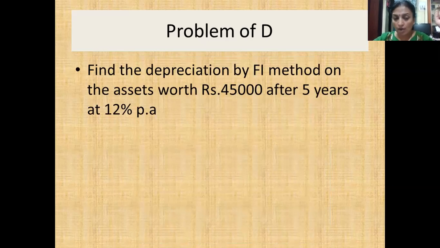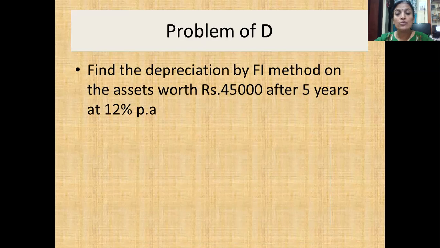So the depreciation formula we have to make use of. Here the question is: find the depreciation by fixed installment method, which is called the FI method, on the asset worth rupees 45,000 after 5 years at 12% per annum. See here, what is given? 45,000 is the original value, that is P. 5 years, N is equal to 5. 12%, that is the rate of depreciation, I is equal to 0.12. I hope you have understood.